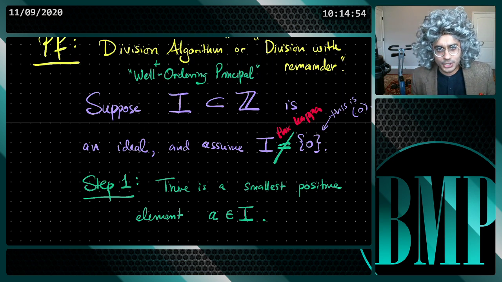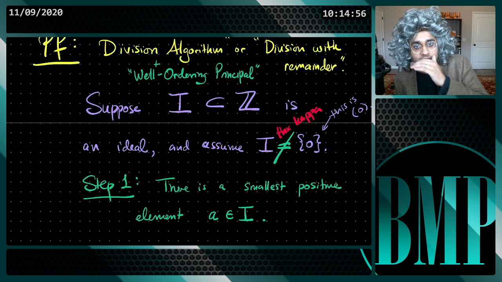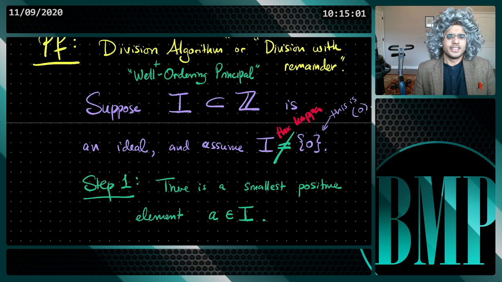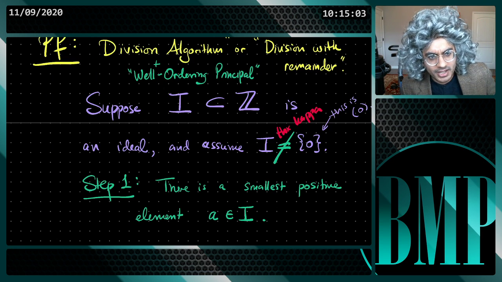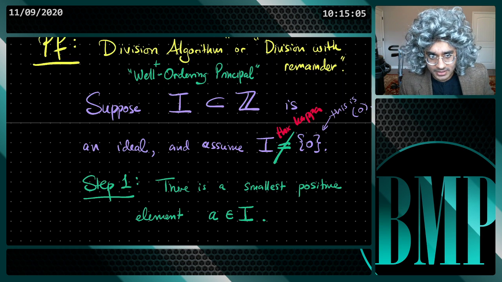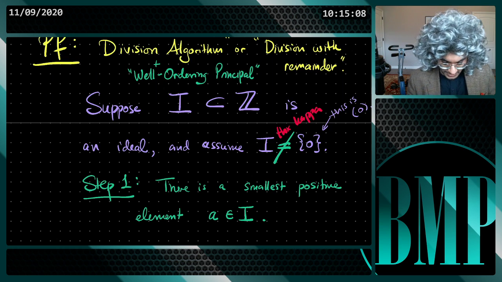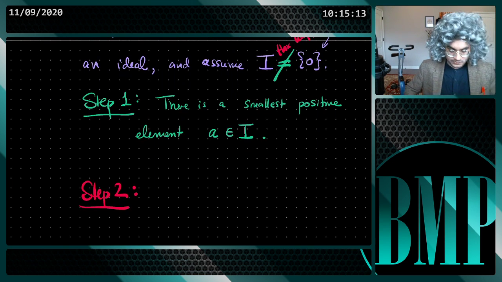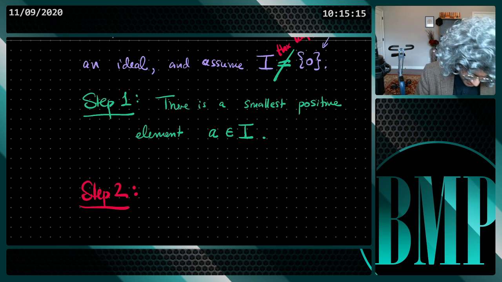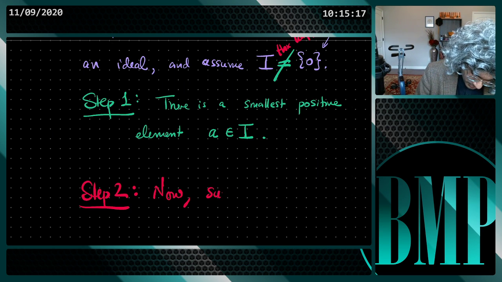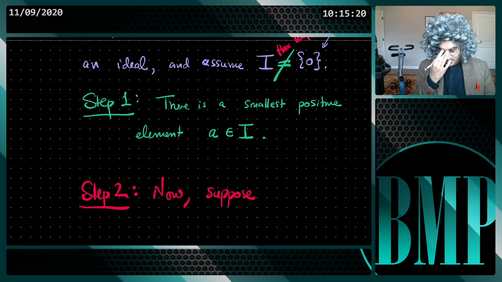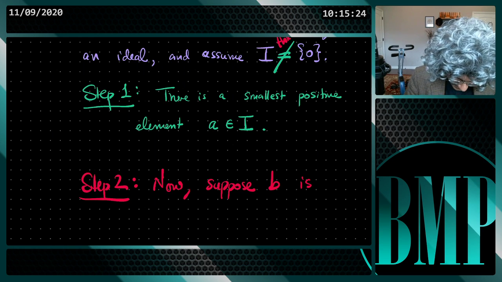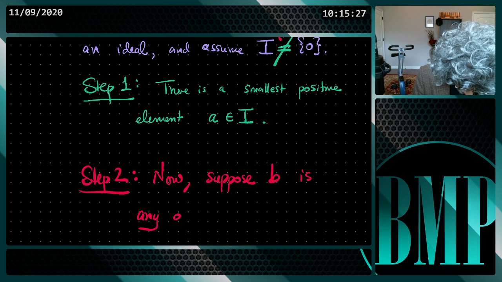Suppose you're not looking at the zero ideal, which is already principal. The zero ideal is always principal. There is a smallest positive number that's in the ideal. Okay. Now, suppose B is any other element.